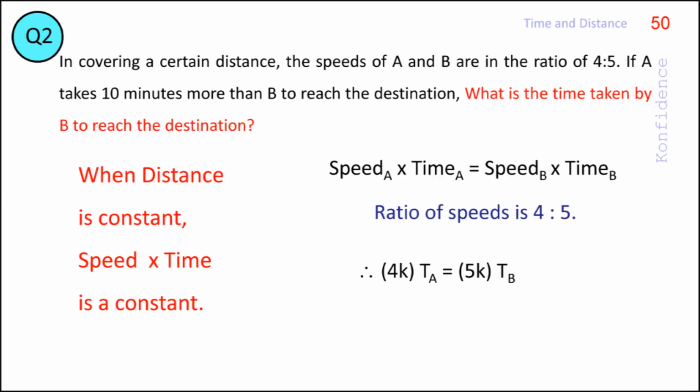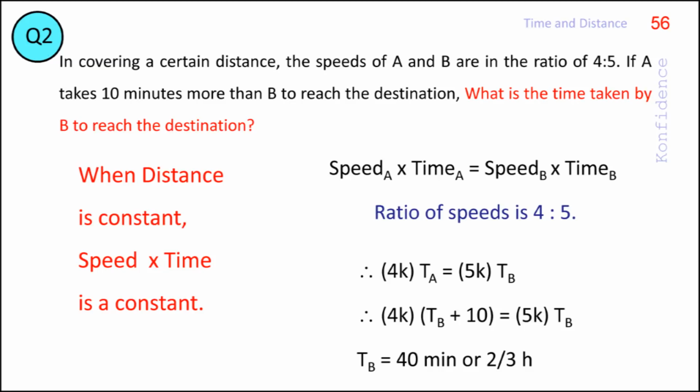It is known that A takes 10 minutes more than B. So, time of A equals time of B plus 10. Substituting this, we have 4k into (time of B plus 10) should be equal to 5k into time of B. And when you solve, you get the value of TB or time of B as 40 minutes or 2 by 3 hours. In answering this question, the approach was directed by the fact that distance is the same, and so we equate the two distances.